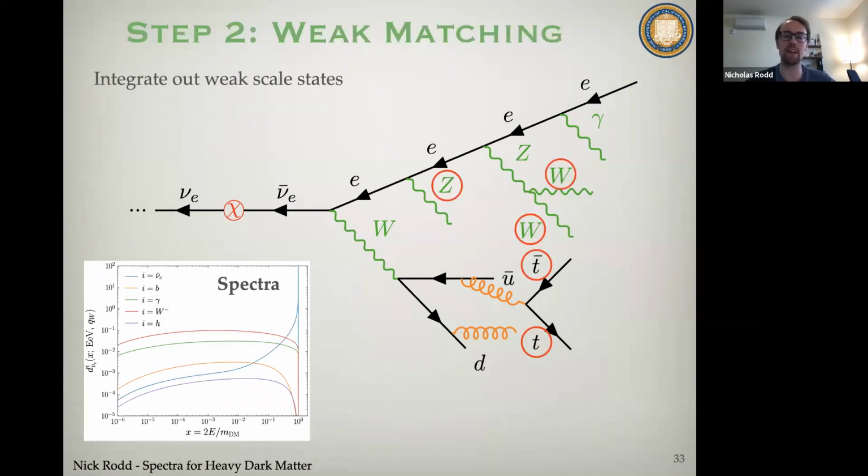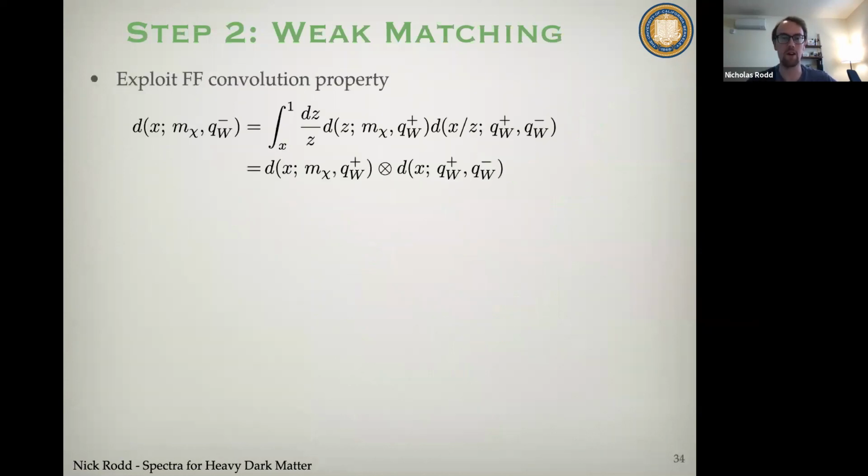Good, so now we come to the second step, and then what I'm going to imagine is that suddenly these electroweak states become massive and we need to integrate them out of the spectrum. And so we can essentially now treat them as on shell and get rid of them using the second step I mentioned earlier.